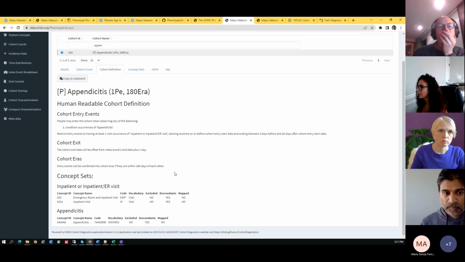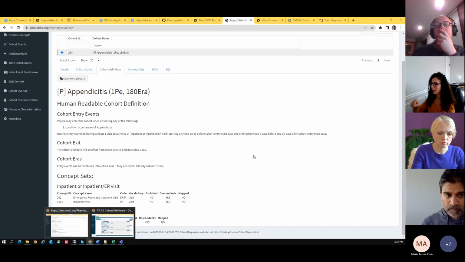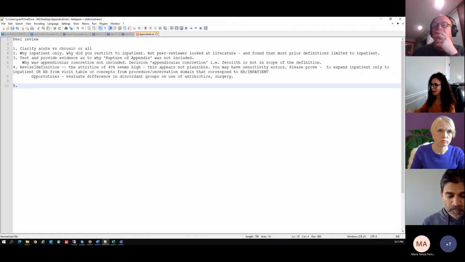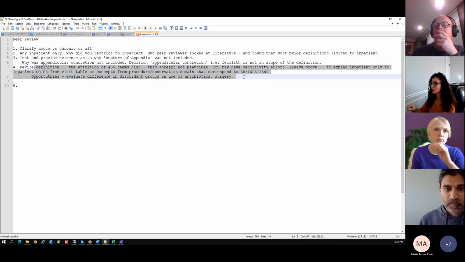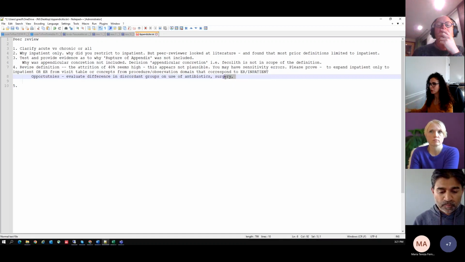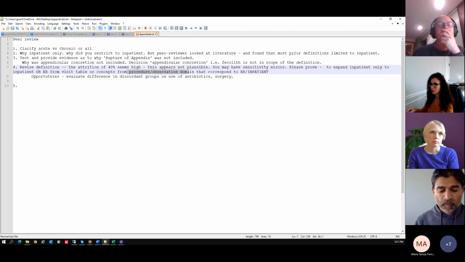So that's why I think revising the definition to not only include ED as a visit, but also, as Evan was talking about, include people who have procedures that are inpatient or ER procedures. Is that right, Gowtham? Yes.